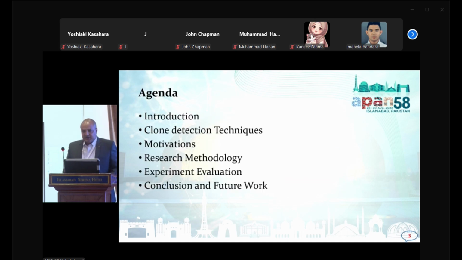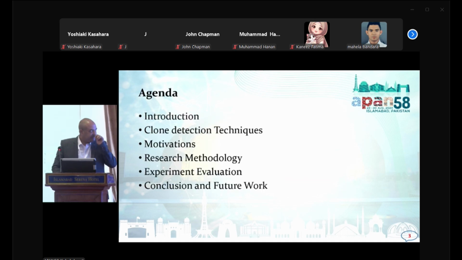In this presentation, our agenda will start with a brief introduction, then we will move into clone detection techniques. After that, I will delve into the motivation behind this work, leading into the research methodology that we employed. Next, I will walk through the experimental evaluation, and I will conclude this presentation with our findings and potential directions for future work.